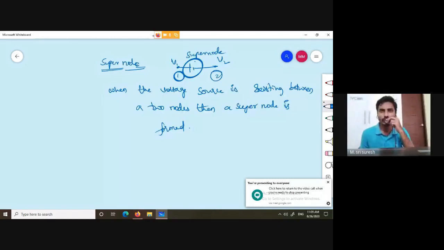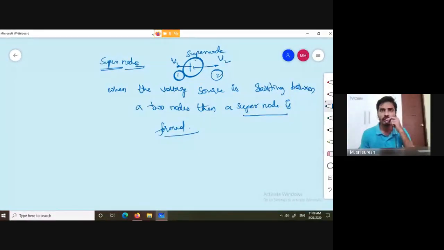This means the voltage source will occur in between the two nodes. Then a supernode is formed. So whenever we have two principal nodes, there will be some voltage source existing in between our two principal nodes. Then we have to apply the supernode equation.